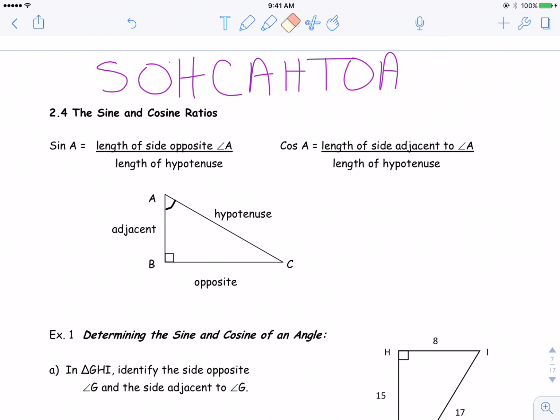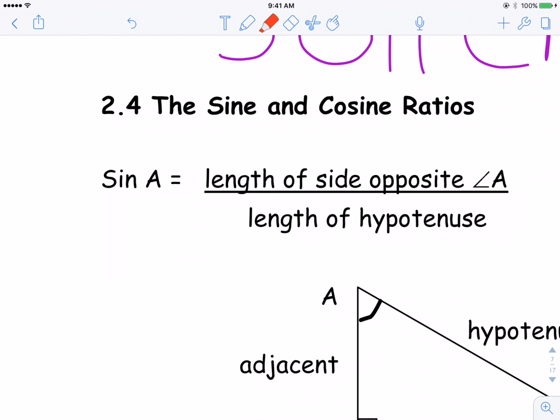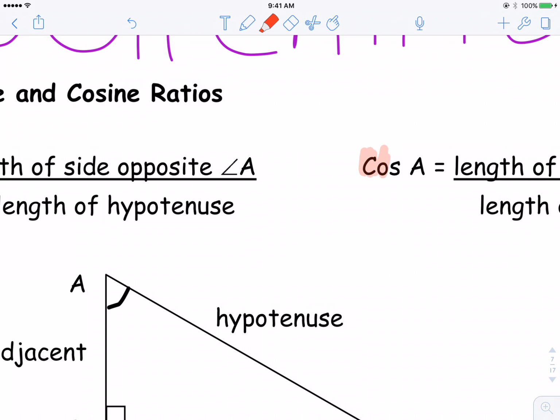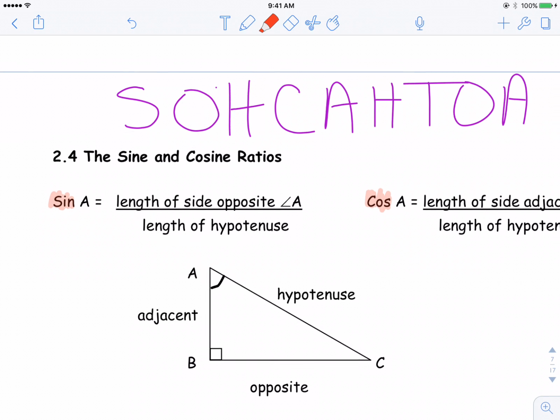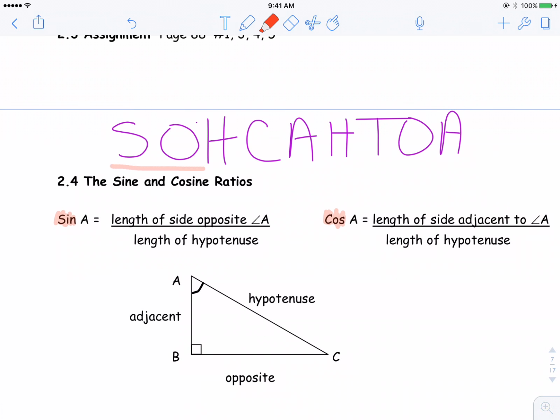So here we are with section 2.4. And like I had said prior to looking at this, once we have a handle on the calculations that are done using the tangent ratio, the sine ratio and the cosine ratio, the steps in the calculations are exactly the same, with the exception that you're going to use the sine button if the question is involving sine, or the cosine button if the question is involving cosine. But the biggest key to remember is what our trig ratios are.